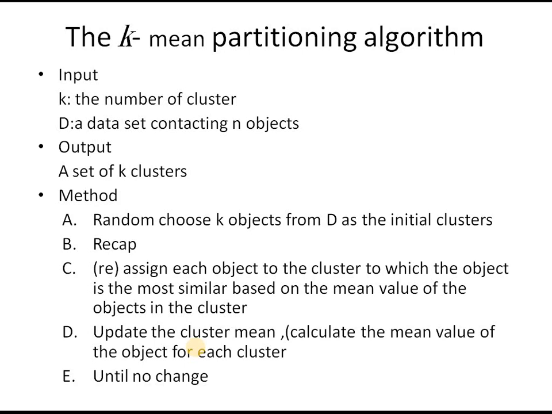Method: arbitrarily choose k objects from D, the data set, as the initial cluster centers. Repeat: reassign each object to the cluster to which the object is the most similar, based on the mean value of the objects in the cluster. Then update the cluster means, calculating the mean value of the objects for each cluster, until no change.